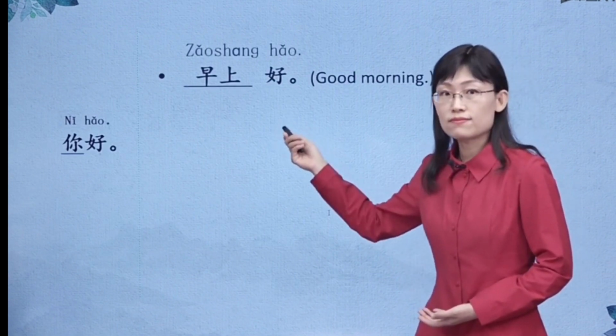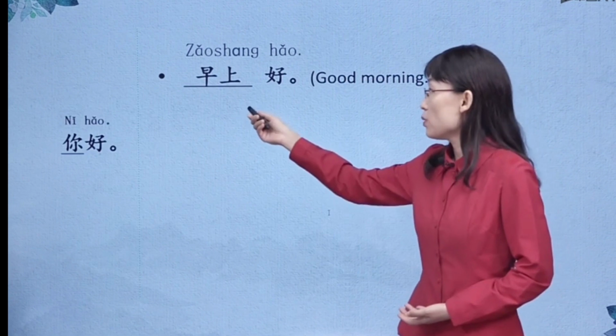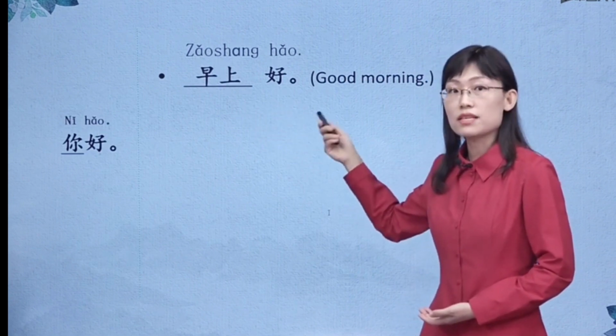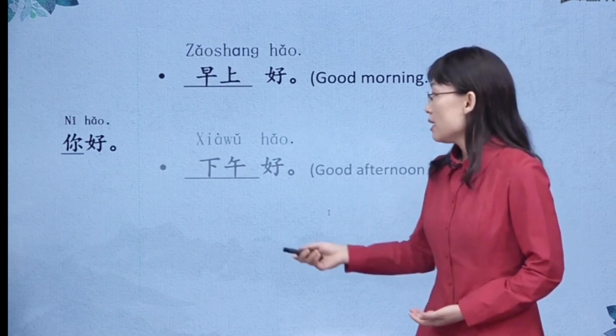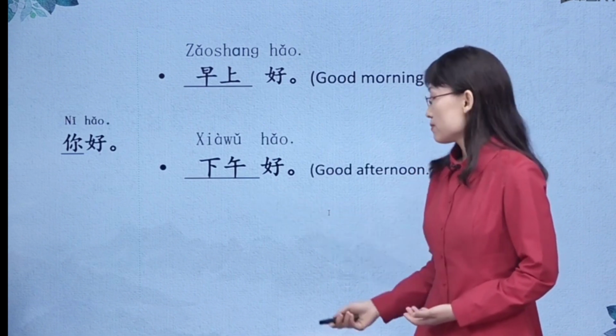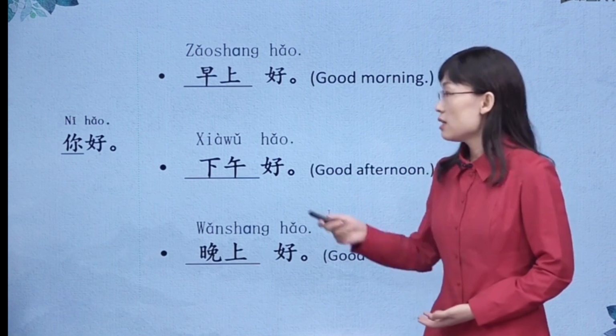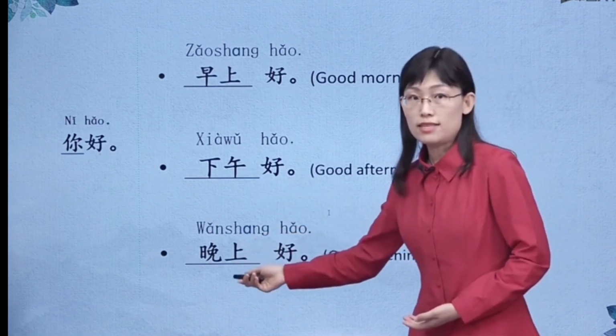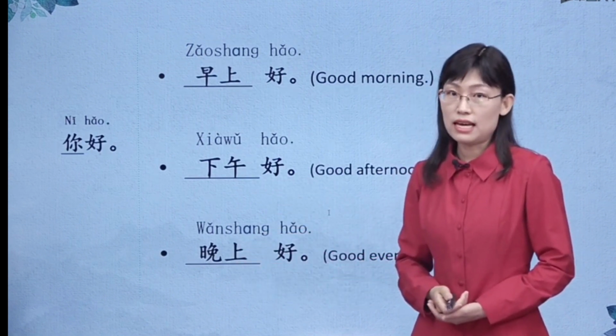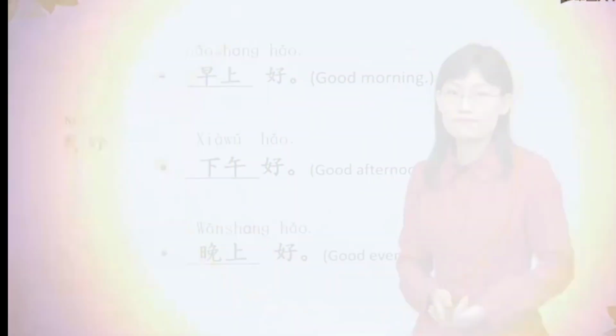In the structure 你好, 你 can be replaced with some nouns of time as well. For example, when you say hello to someone in the morning, you may say 早上好. 早上 means morning, so 早上好 means good morning. 下午 means afternoon. 晚上 means evening. So you may use 下午好 or 晚上好 to greet people in the afternoon and in the evening.